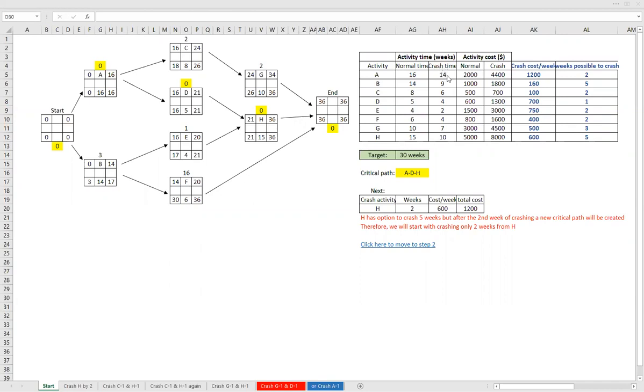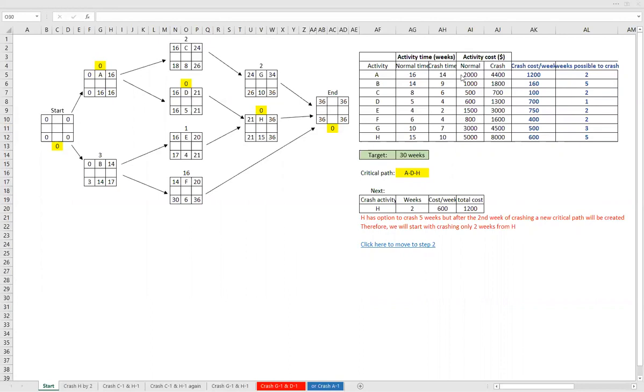So the minimum time we can run activity A is 14 weeks. So it means that if we want to crash activity A, we can crash it only by 2 weeks. So I created a new column here on the right, calculating weeks possible to crash, and you can see the calculation. Also, the normal cost and the crash cost are given.